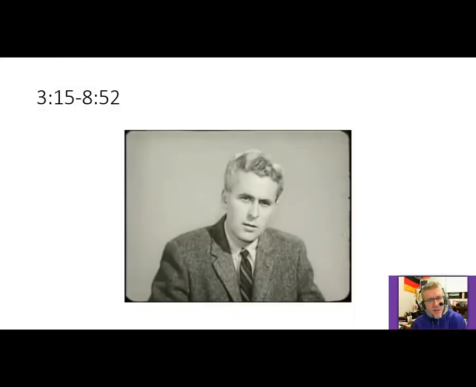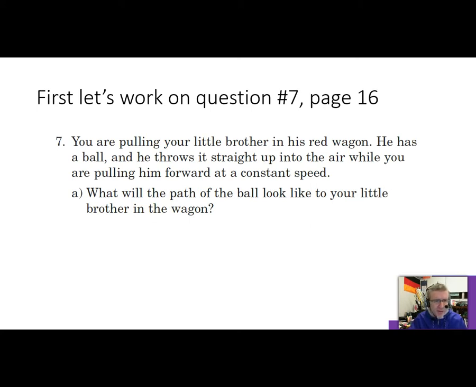Okay, so that should give us a little bit of information, or at least a physical feel for what we're going to be talking about in the questions. So if you're pulling your little brother in his red wagon, like the cart with the steel ball, he has a ball. He throws it straight up in the air while you're pulling forward at a constant speed. What does the path look like to your little brother in the wagon?